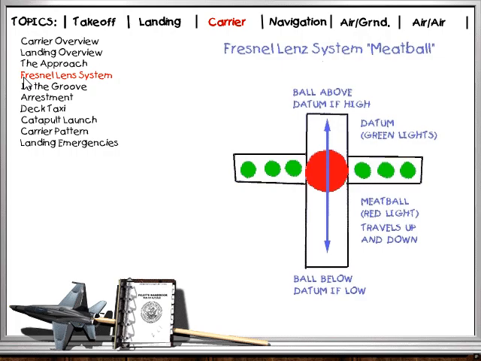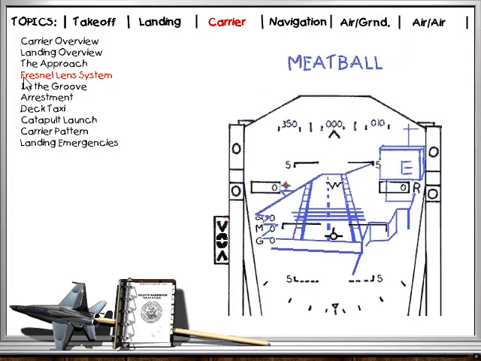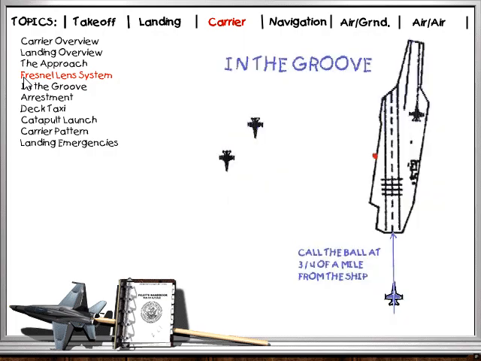The Fresnel lens system, or meatball, is a visual landing aid on the aircraft carrier. The meatball provides glide slope information similar to a VASI, but with increased accuracy. It is positioned on the left side of the ship in about the middle of the landing area, facing the final approach course. When entering the groove, each aircraft is required to call the ball to indicate they have sight of it.